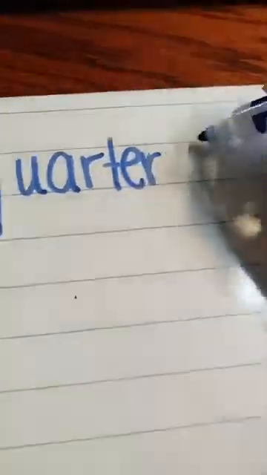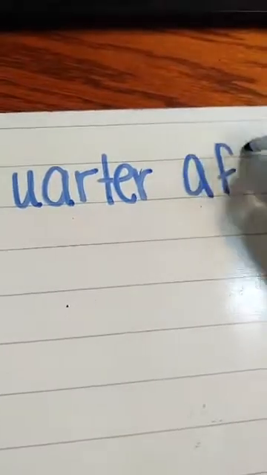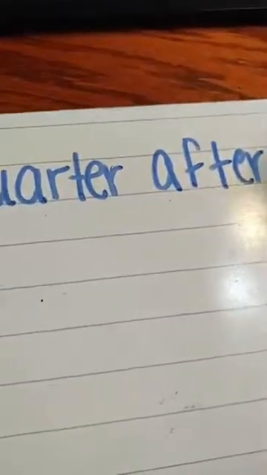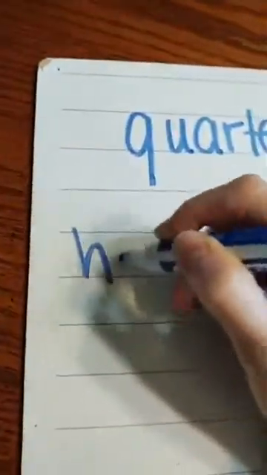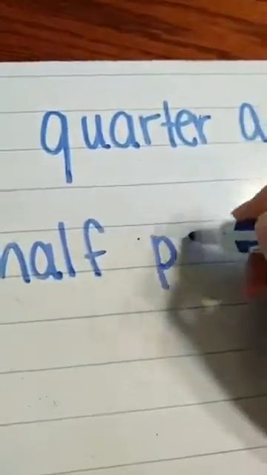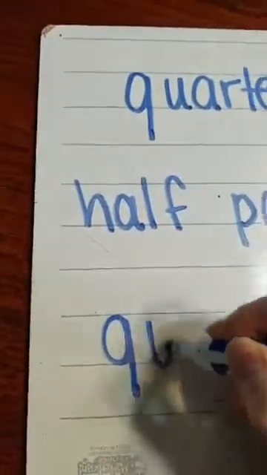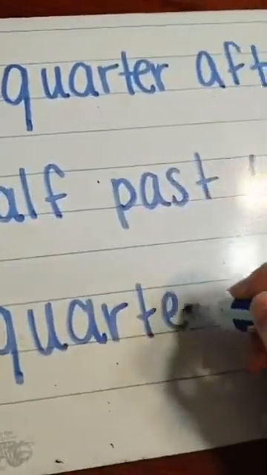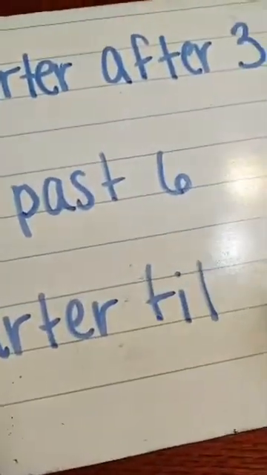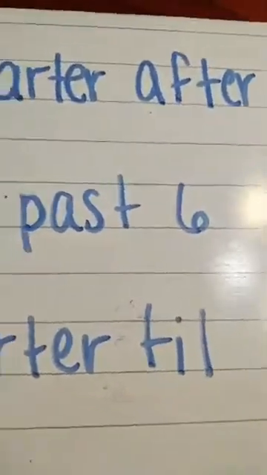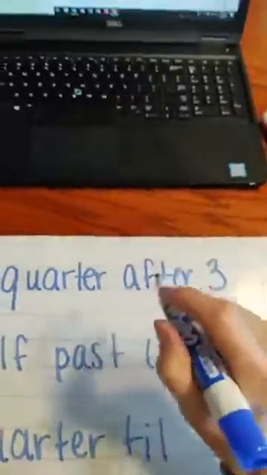All right, so let's try that. Let's write these digitally. Quarter after 3, half past 6, and quarter till 2. Okay, so let's write these digitally.